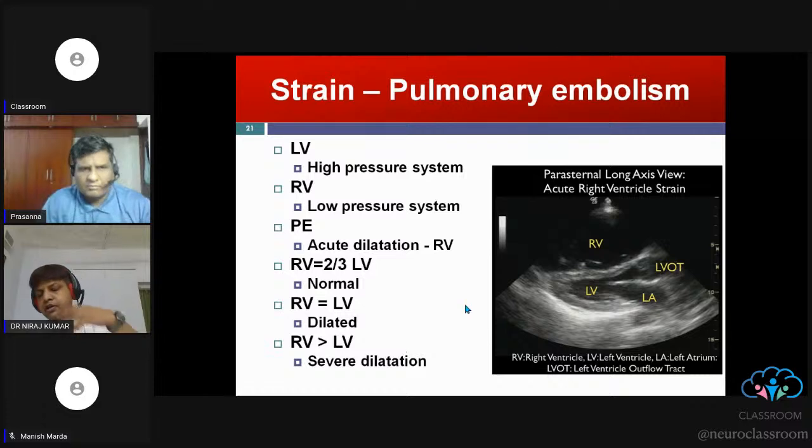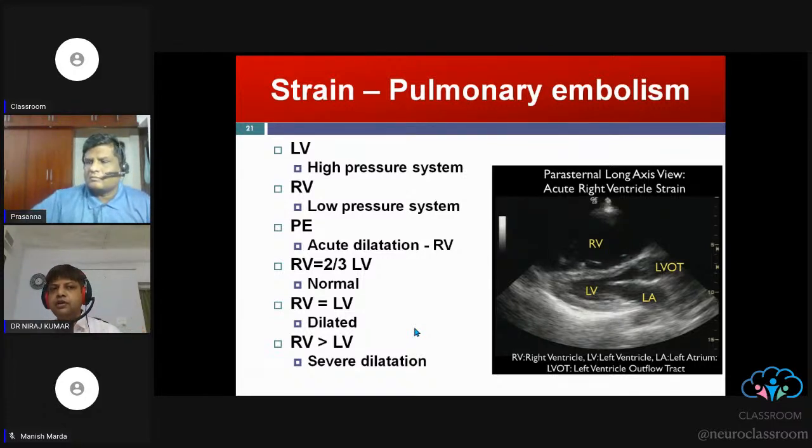So remember, if there is a pulmonary artery obstruction because of any reason, take the example of acute pulmonary embolism, there may be acute dilatation of the right ventricle. So the right ventricle is dilated. You can see it in the parasternal long axis view. This right ventricle is dilated, and the size is more compared to the left ventricle.